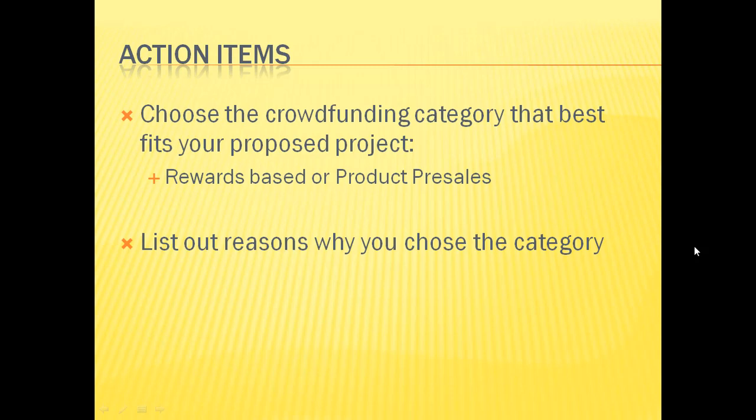So we are now at the end. We went through all 5 categories of crowdfunding, and so your action item for this module is to choose the crowdfunding category that best fits your proposed project for your business. So it's either going to be rewards-based or product pre-sales. If you need money up front for production costs or manufacturing costs, you're going to choose product pre-sales. If you need to raise money for any other type of service or physical good, or a food truck, you're going to choose rewards-based.